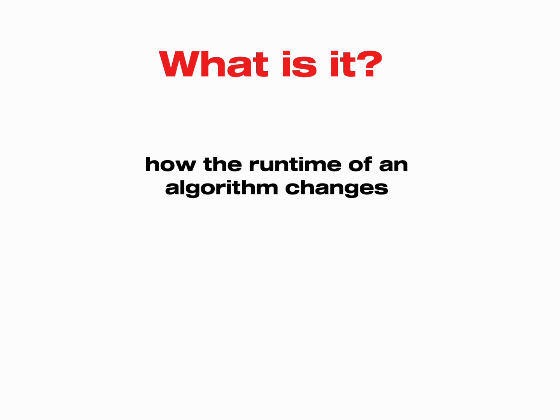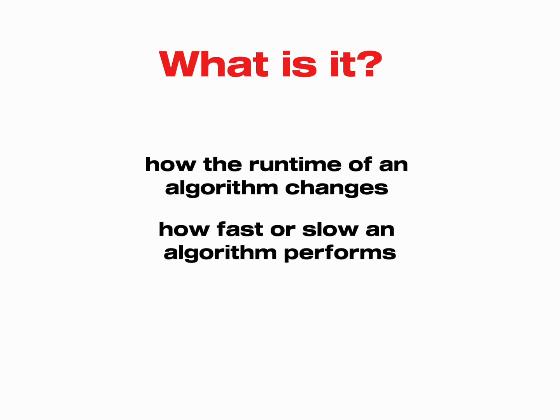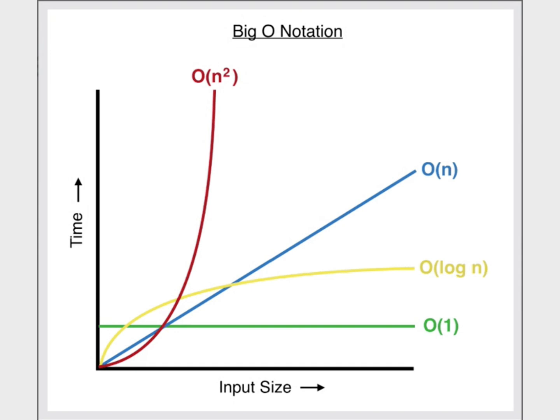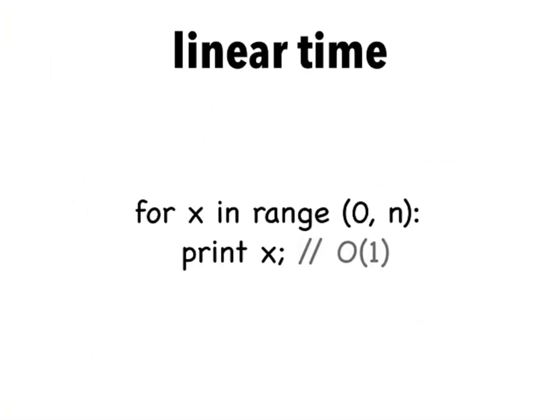In other words, it tells us how fast or slow an algorithm performs depending on the amount of data it needs to process. Now, for O(n) notation, or linear time, it means that the time an algorithm takes grows in direct proportion to the input size.